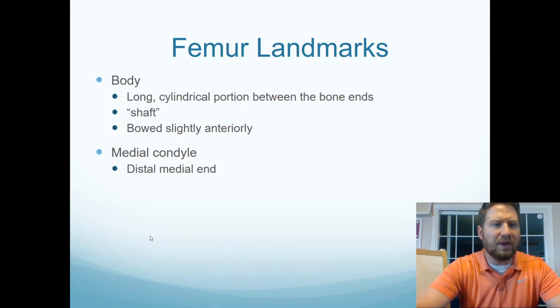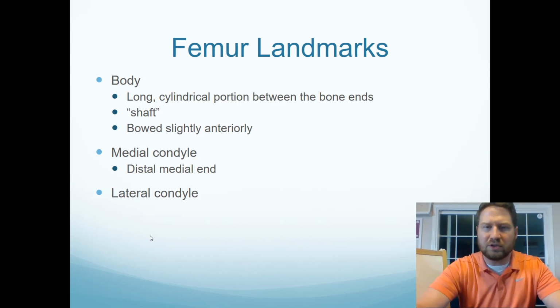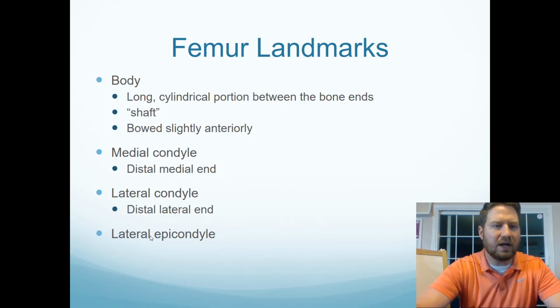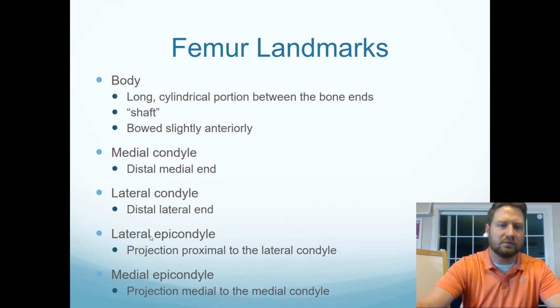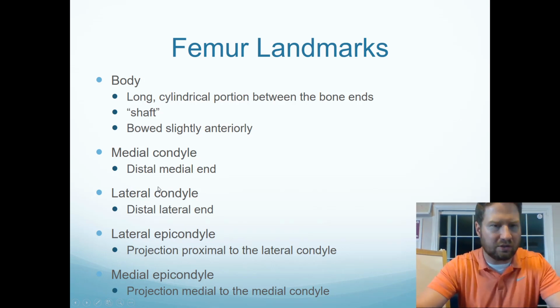With the body, we have a long cylindrical portion between the two bone ends. That's the shaft of the femur. It can be bowed slightly anteriorly. We have the medial condyle, lateral epicondyle, and the medial epicondyle. Our condyles are going to be our articular surfaces. These are covered with articular cartilage.